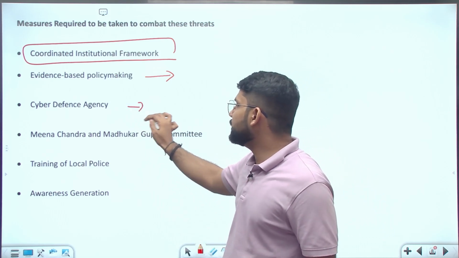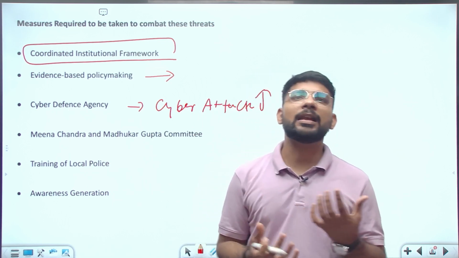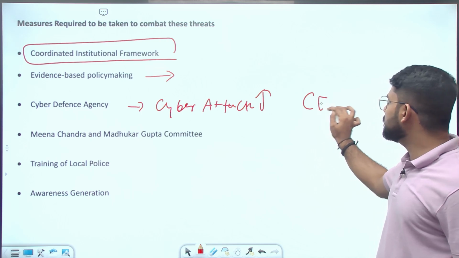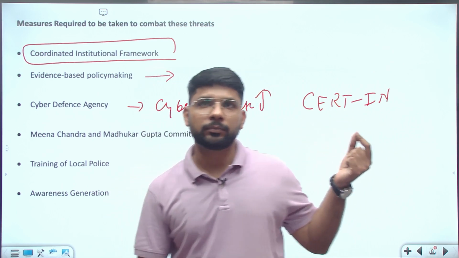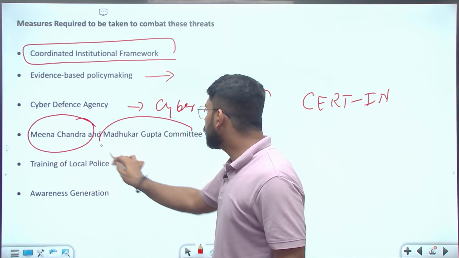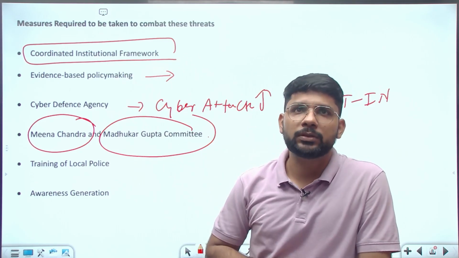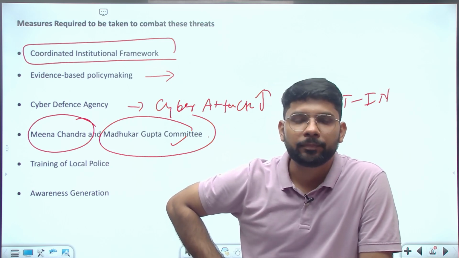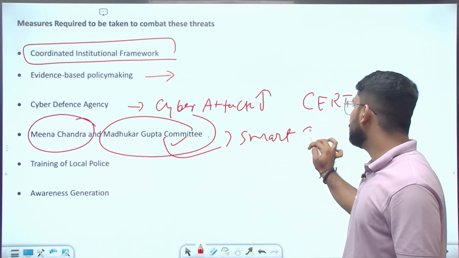Cyber Defense Agency. Nowadays there is an increase in the number of cyber attacks. So we require a cyber defense agency that specifically focuses on these cyber attacks, and we also have organizations which are looking at it, such as CERT-In, the Computer Emergency Response Team, India, and the Task Force. There are also some suggestions by the Meena Chandra Committee and the Madhukar Gupta Committee. The Meena Chandra Committee suggests we should have a cyber response force, and the Madhukar Gupta Committee says we need a cyber defense cell, a cyber defense agency. So these are some of the measures. The Madhukar Gupta Committee also focused on smart border management.